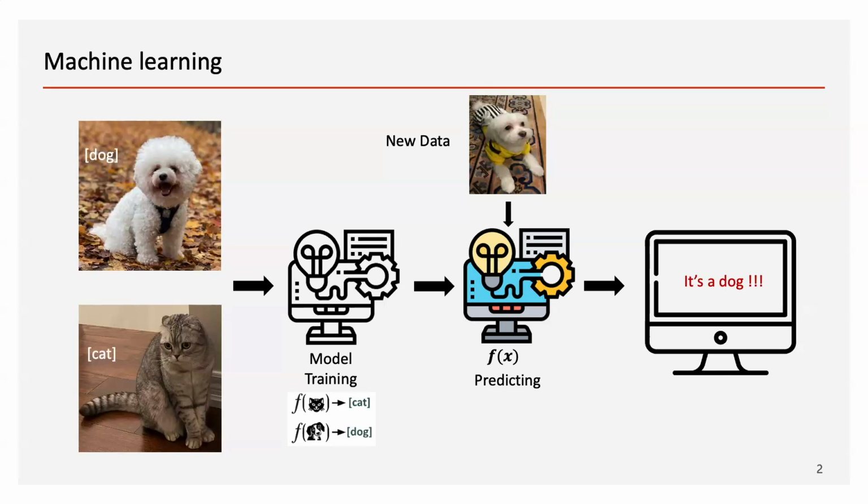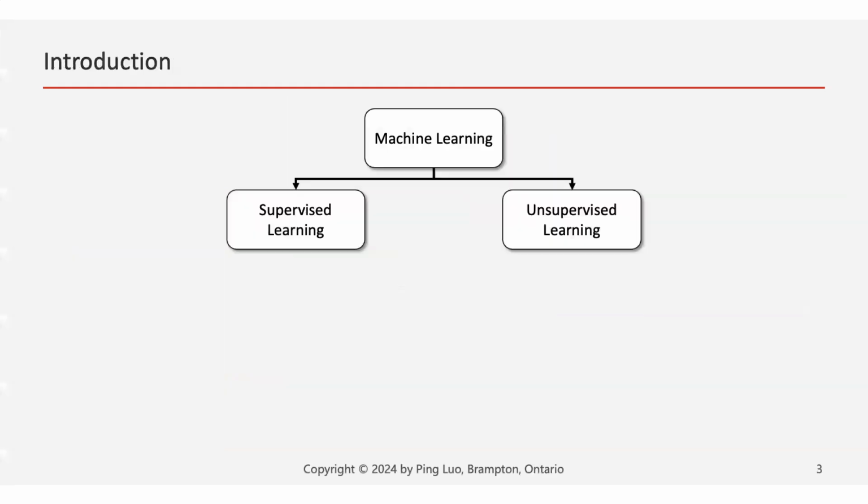After that, once it's trained, we call this process training. Once it's trained, we can give new image data to the model, and the model can tell us what it is, a dog or a cat. So it's just pattern recognition. This image in this example, we usually call it an instance or a sample or example.